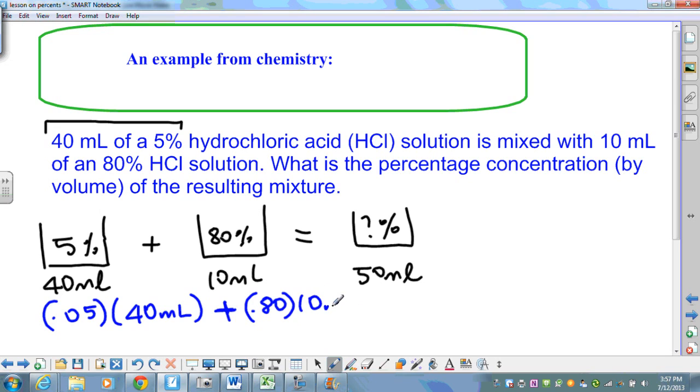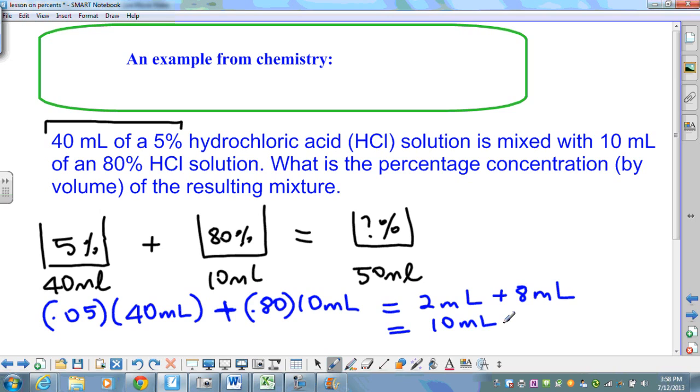You could certainly do 80 over 100 and 5 over 100 if you prefer to use fractional formats. That should give us the total amount of hydrochloric acid in the final solution. If you multiply that times that, you will get 2 milliliters. Both of those had one significant figure, so my final answer has one significant figure. And here 0.80 times 10 is going to be 8 milliliters, again with one significant figure. And the total is 10 milliliters.